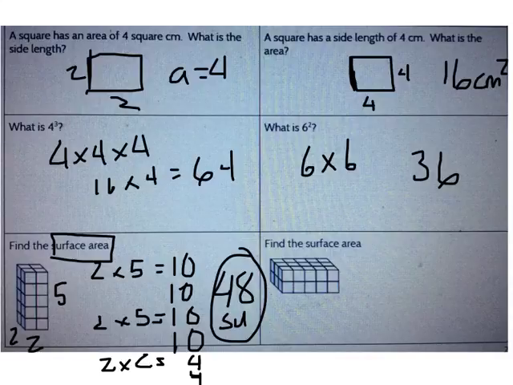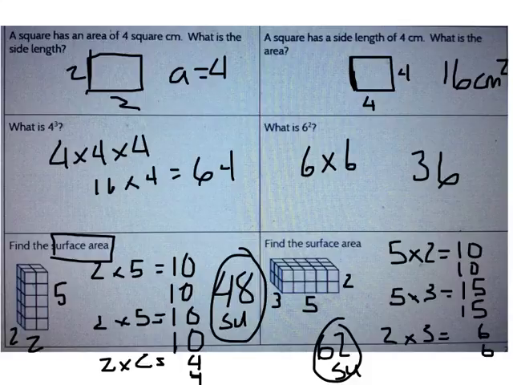Find the surface area of the next shape. Go ahead and do that on your own. It's 62 square units.